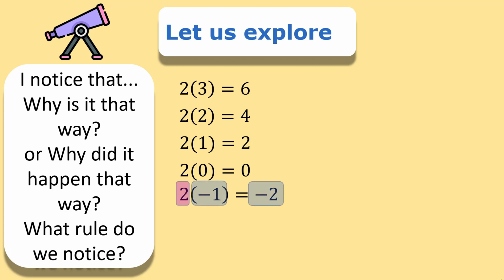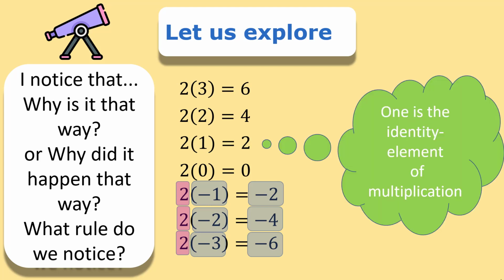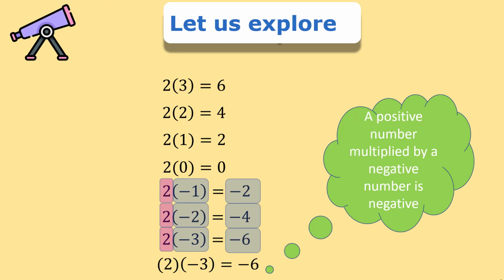Do you notice it's a positive number times a negative number is equal to a negative number? And two groups of -3 is -6. Also remember that 1 is the identity element of multiplication. That is why 2 times 1 is 2. So we've noticed that a positive number multiplied by a negative number is negative, or the product of a positive and a negative number is negative.